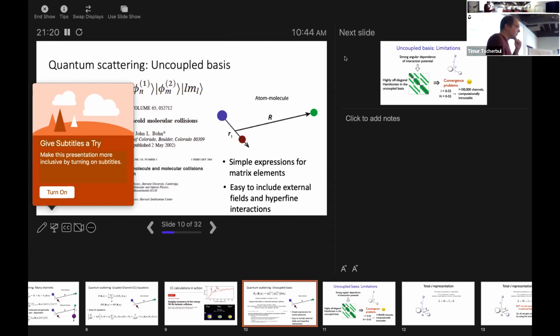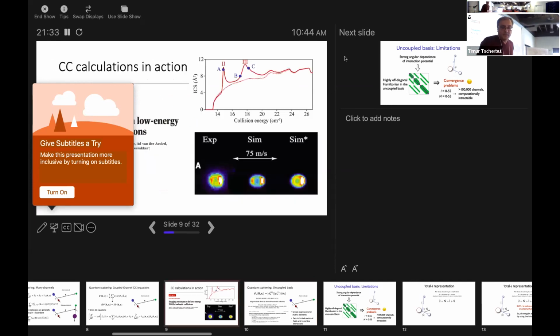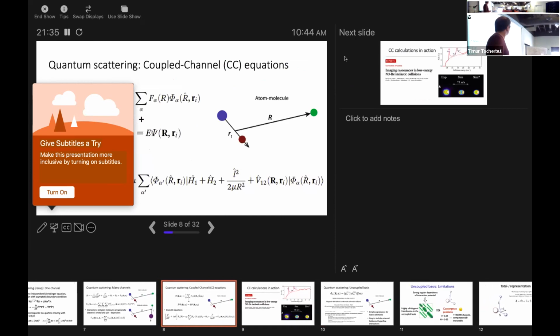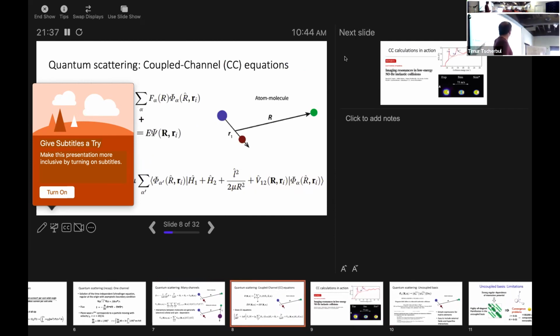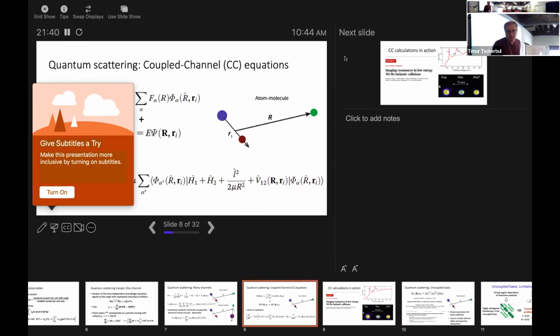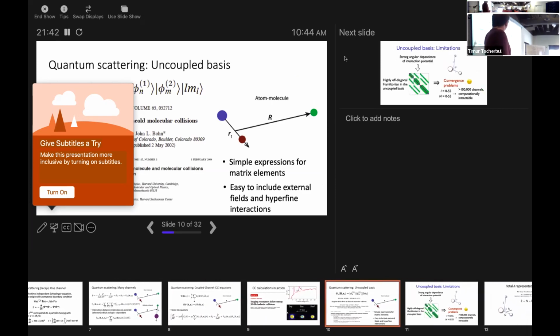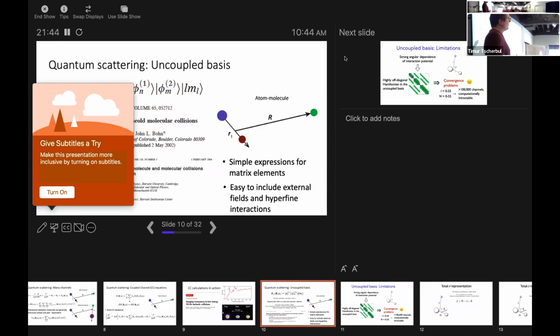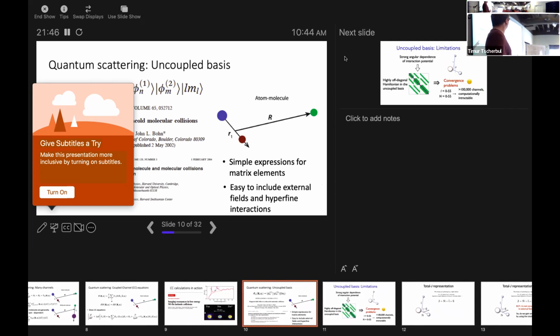The second person was Roman Krems, who was my postdoc advisor, and who wrote this book, the green book that I was showing on the first slide. What they figured out is that if you can define the basis functions, they picked them very nicely. They picked them to be a direct product of internal states of molecule A or atom, and molecule B, number 2 or B, and then times the partial waves of the relative motion.